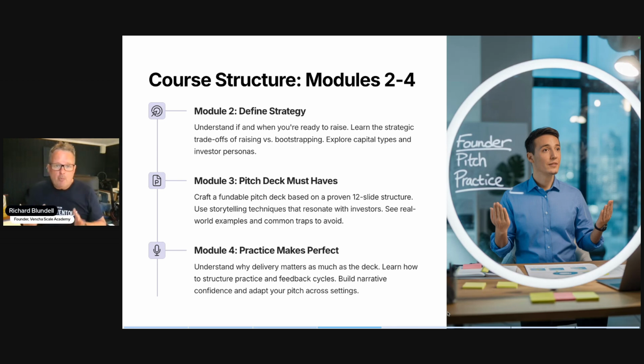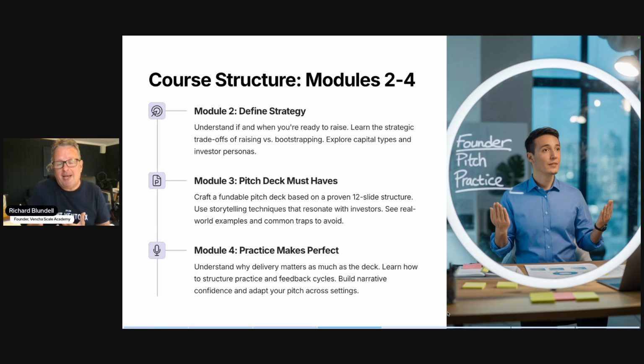Then in module 3, we're going to dive into that pitch deck and what must-haves, what structure. There is a structure and there is an order to these decks. They must not be war and peace. They mustn't be hundreds of slides. We're going to take you into the pitch deck must-haves. We're going to craft a fundable pitch deck, which is based on maybe only 12 slides. And we're going to teach you storytelling techniques that really resonate with investors.